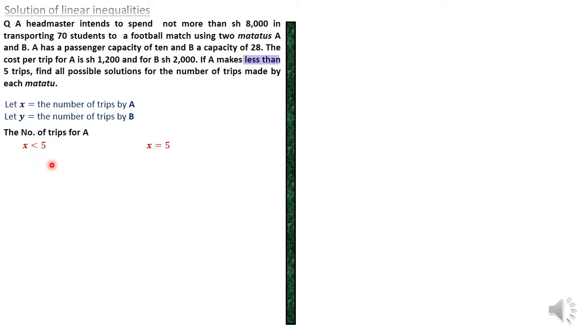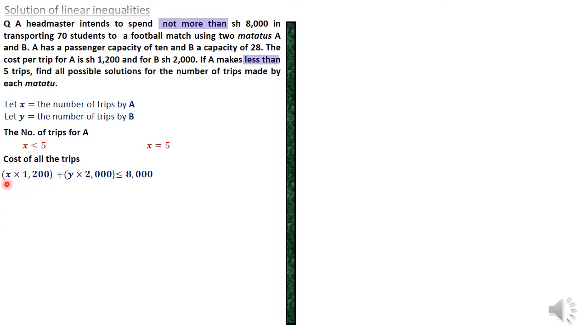We move on to cost of trips. Cost of all the trips. We have been told that the headmaster intends to spend not more than 8,000 shillings, and that means since X times 1,200 would be the total cost that goes into transporting the students using type A, and Y times 2,000 is the total cost of shillings used to transport students using type B, then that amount should not be more than 8,000 shillings, probably the amount the headmaster has to spend. X is the number of trips, and 1,200 is the cost per trip.